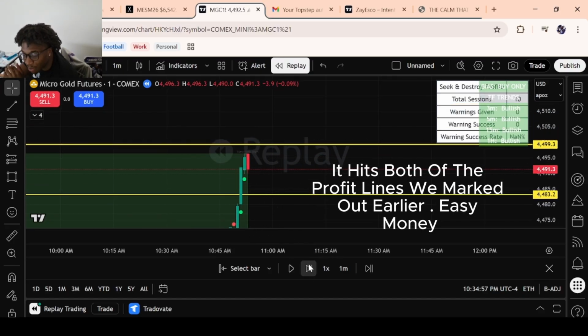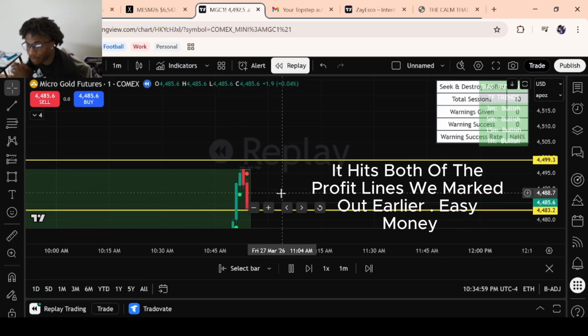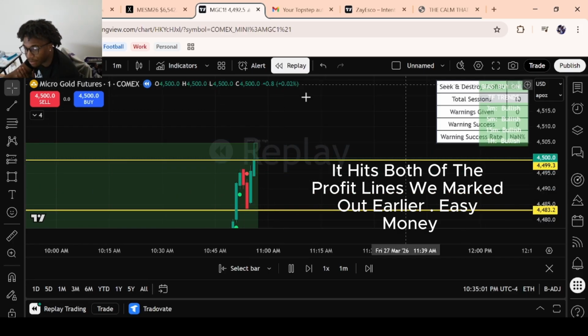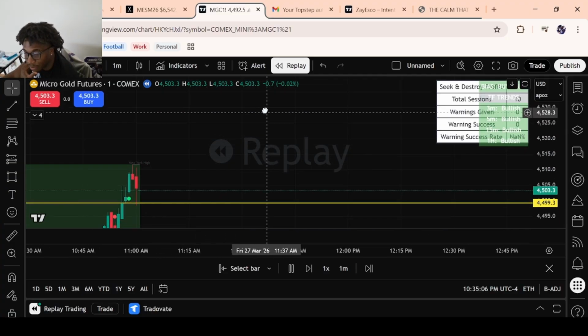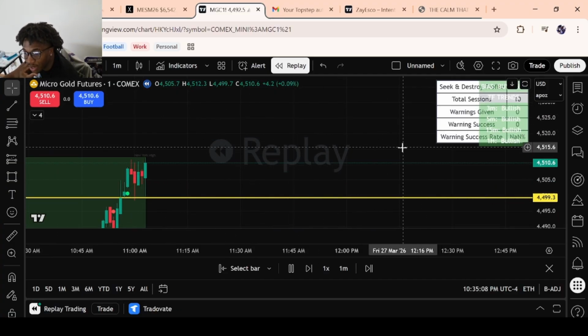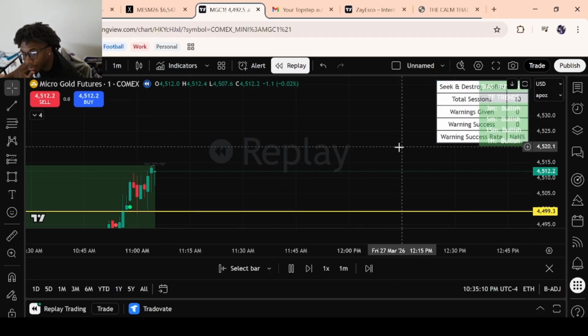Hit my second take profit. And look how the market just flowed. Just look at the market. Boom. And this is how easy I won my trades today. Retest it again. Shot right back up again after this. Boom. For an hour straight.